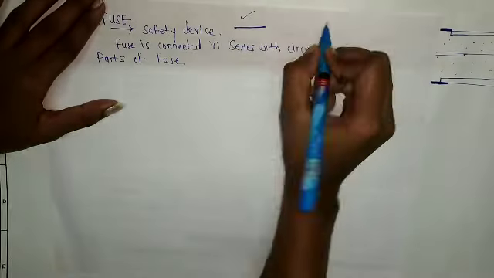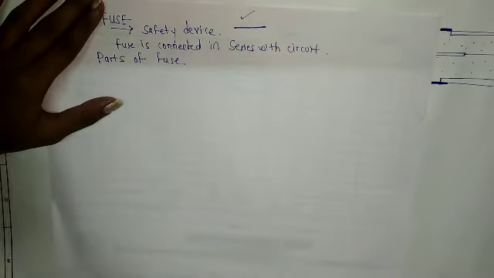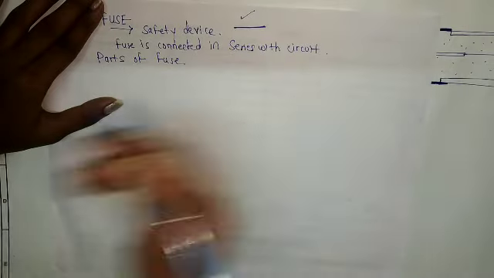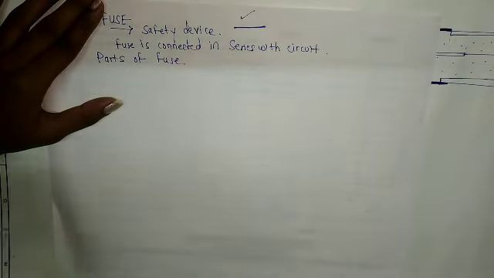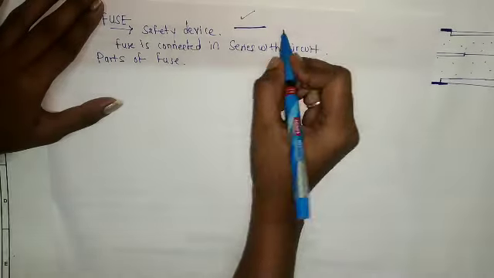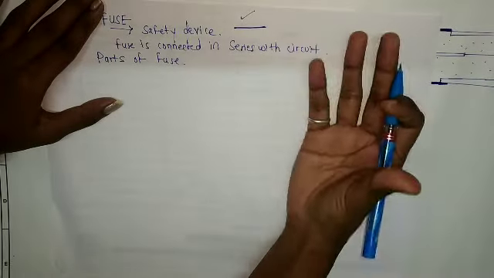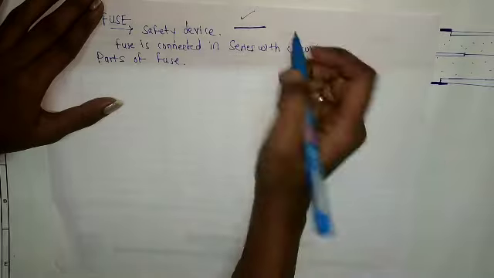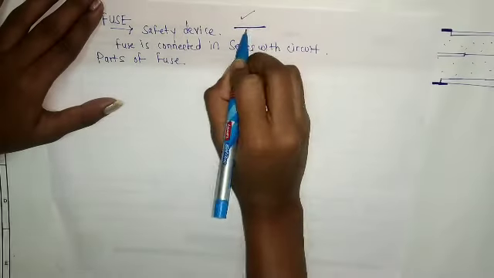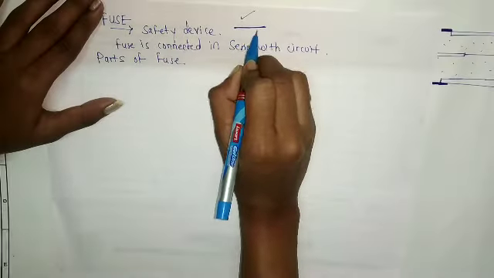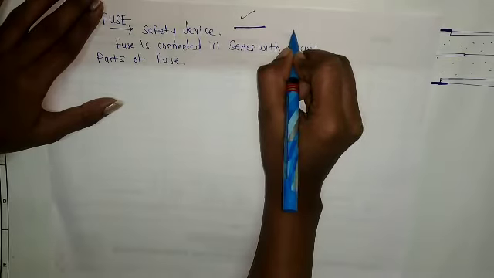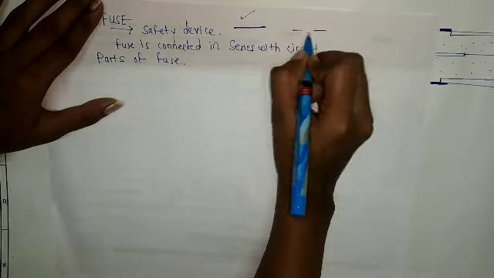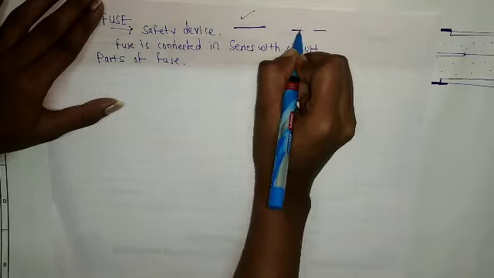But in our faulty or abnormal condition, what happens? More current will flow. Due to that more current, more heating will be produced, more heating will be generated. So due to that more heating, this wire, that is fuse wire, will melt. What will happen after melting? It will cut. That means it will break. It will melt and break that wire.